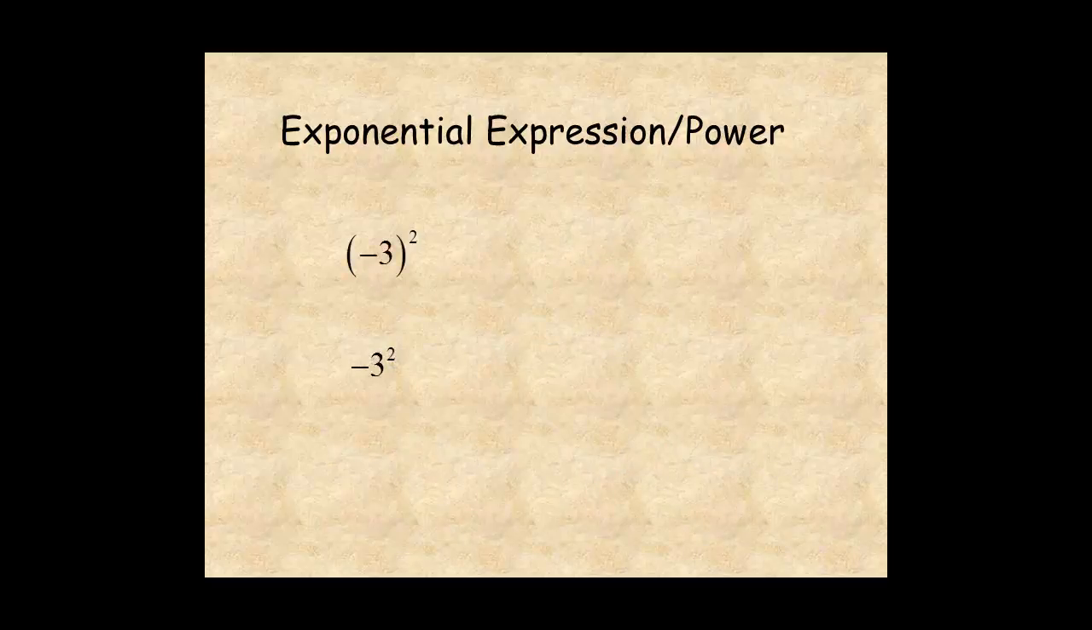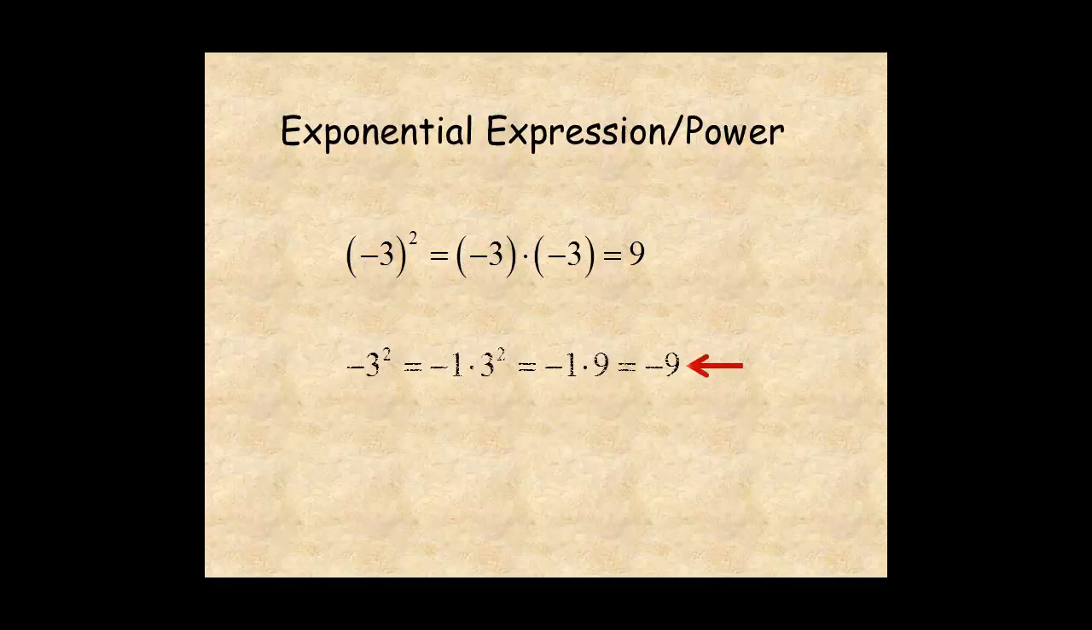It's important that you understand the difference between these two expressions. With the grouping symbol, this expression, (-3) to the power of 2, means 2 factors of -3, which is positive 9, since the product of two negatives is a positive. Without the grouping symbol, this expression means -1 times 3 to the power of 2, which is -1 times 9, which is -9.